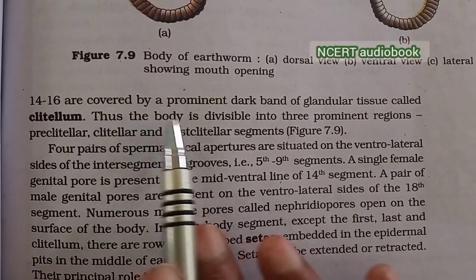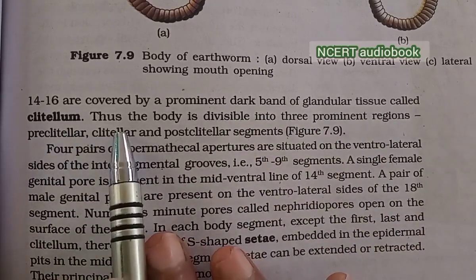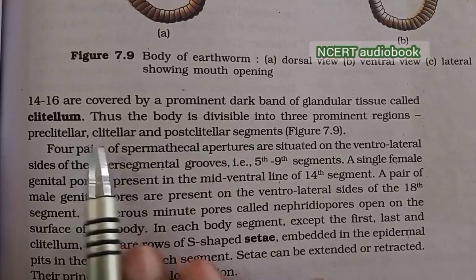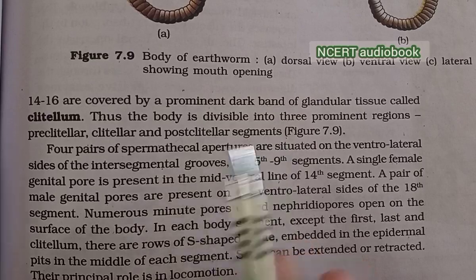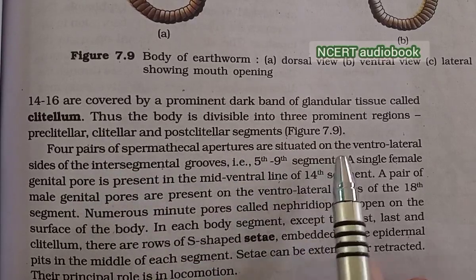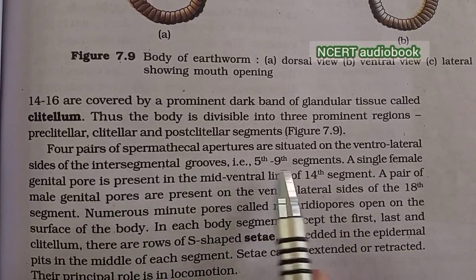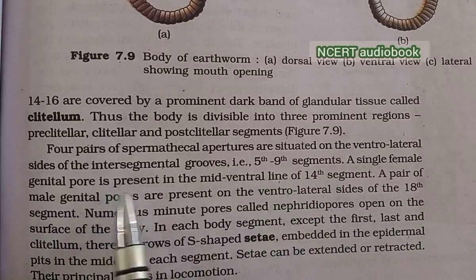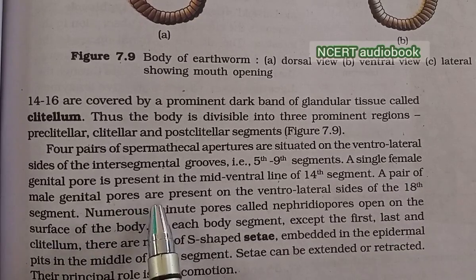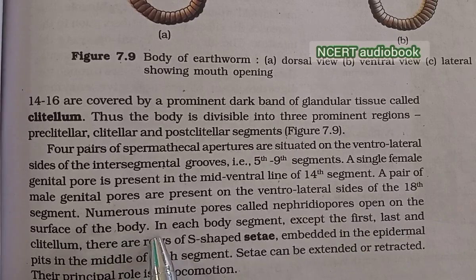In the mature worm, segments 14 to 16 are covered by a prominent dark band of glandular tissue called the clitellum. Thus, the body is divisible into three prominent regions: preclitellar, clitellar and postclitellar segments. Four pairs of spermathecal apertures are situated on the ventrolateral side of the intersegmental grooves of the fifth to ninth segments. A single female genital pore is present in the mid-ventral line of the 14th segment. A pair of male genital pores are present in the ventrolateral sides of the 18th segment.